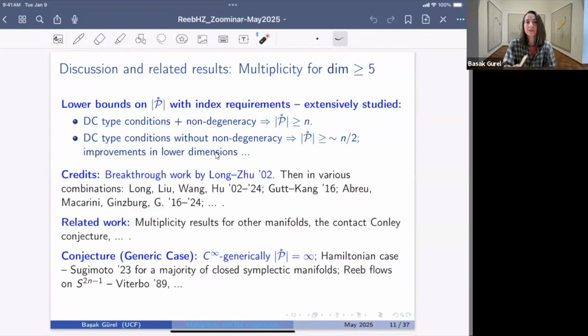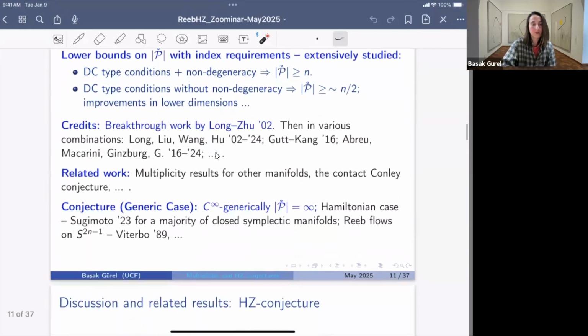I will try to describe how these proofs work, so it will give us an idea, a bit later on. And then I can also think about multiplicity results for other manifolds, like unit cotangent bundles to spheres, unit tangent bundles to spheres. You can think about contact Conley conjecture type questions, and there are various results along these lines. You can also think about the generic case of the conjecture, for instance that for C infinity generic, you would expect this number to be infinite, just like the case in 3 dimensions.